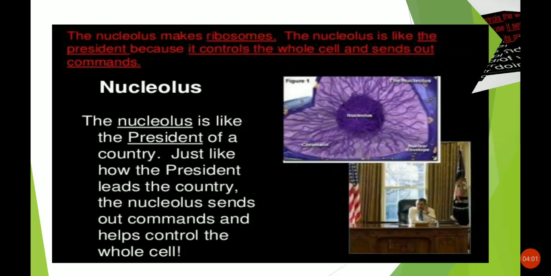Next, the nucleolus makes ribosomes. The nucleolus is like the president because it controls the whole cell and sends out commands. So where is the nucleolus present? In the nucleus.